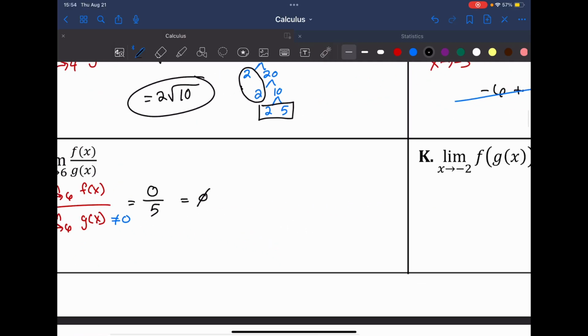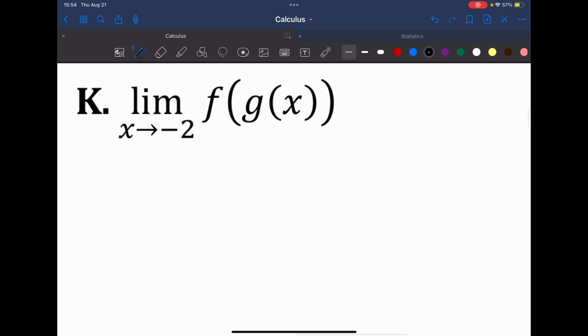And then lastly, K. I have the composition of functions, so I have f of g of x. And remember, when I have that, that just means I take the limit of the inside function and then plug in whatever my answer is into f.